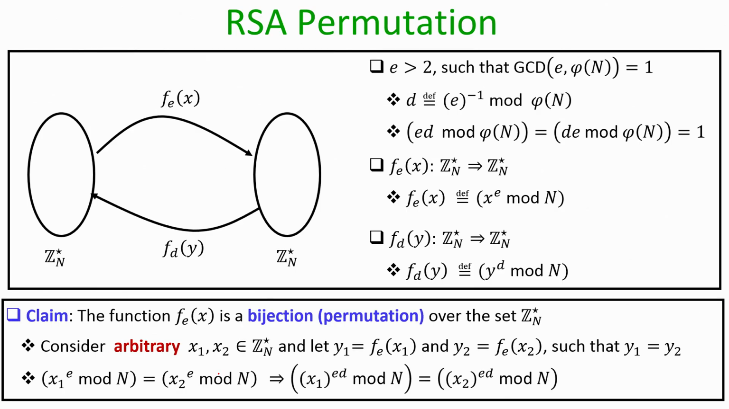That means, if I raise both the sides to the exponent d, I get x 1 to the power e d modulo n is the same as x 2 to the power e d modulo n, and this basically means that x 1 is equal to x 2, because x 1 to the power e d modulo n is nothing but x 1 and x 2 to the power e d modulo n is nothing but x 2. So, if I take an arbitrary x 1 and x 2 mapping to the same y, then I end up showing that x 1 is equal to x 2, and hence I overall get that my function f e is a permutation here, right.